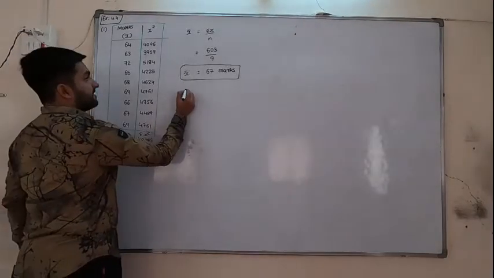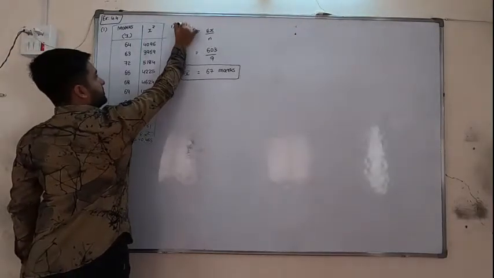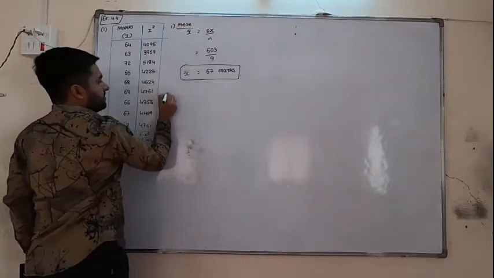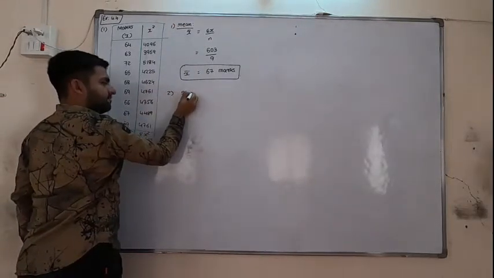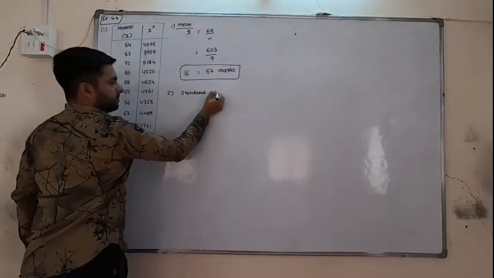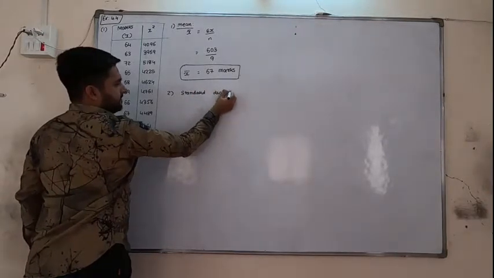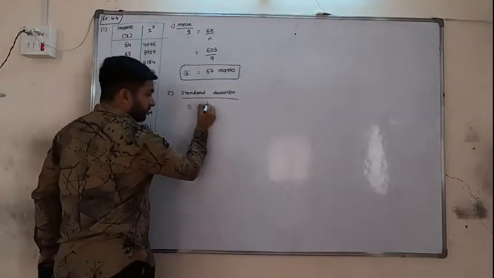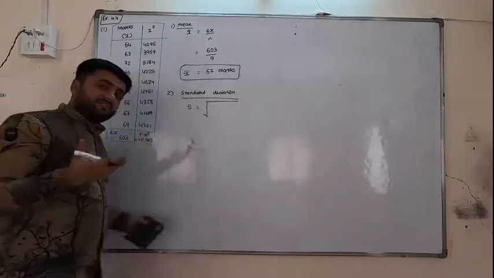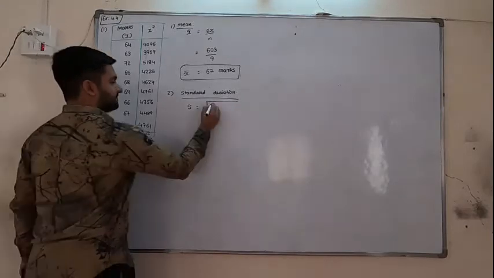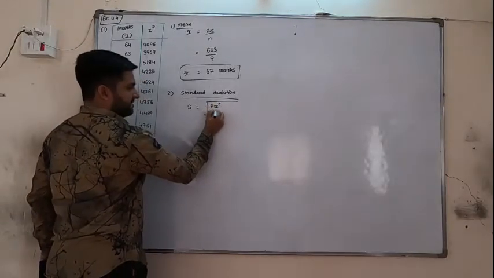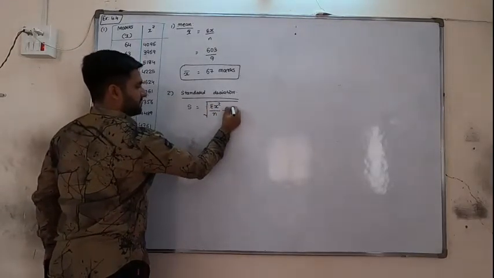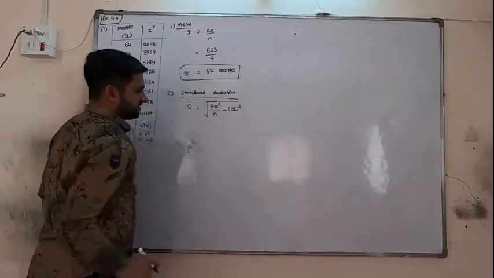Now standard deviation. First was mean, second is standard deviation. S is equal to, don't forget the square root first. If you forget it, then it will become variance. Square root of sigma x square by n minus x bar square. So I am telling you, first find x bar only.